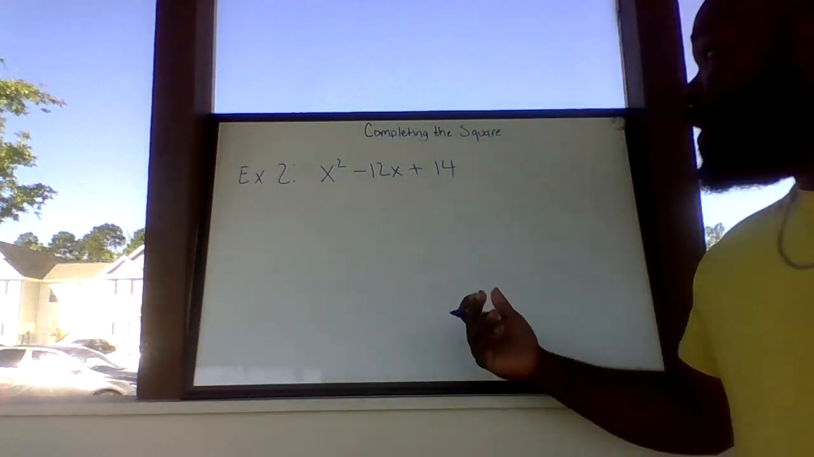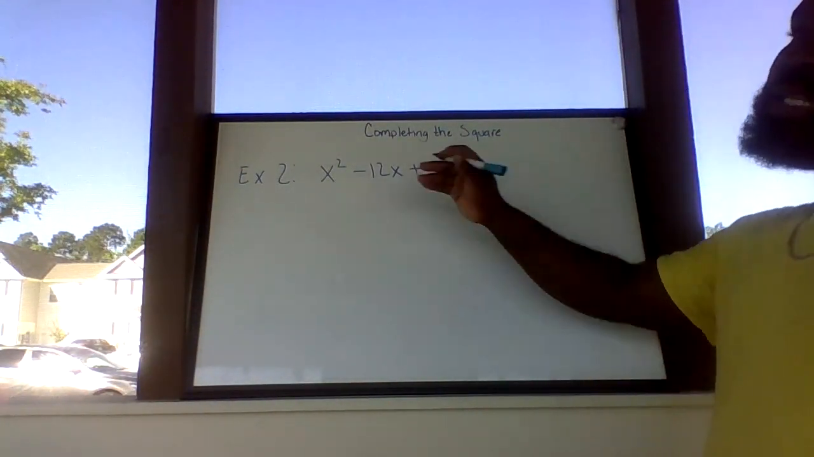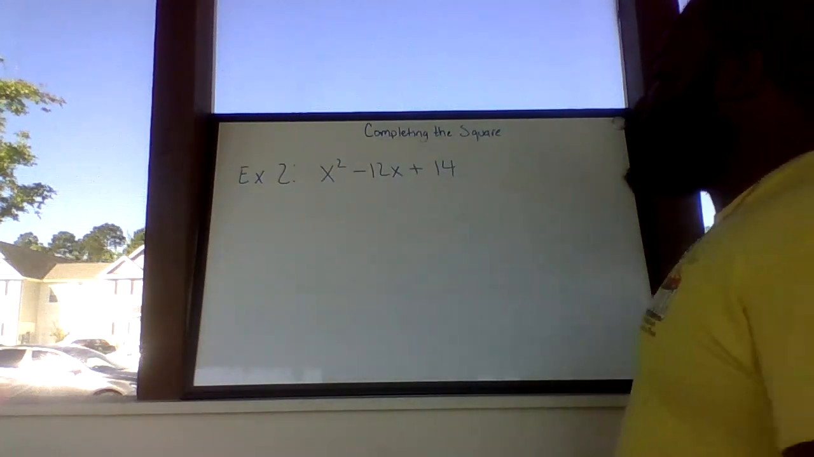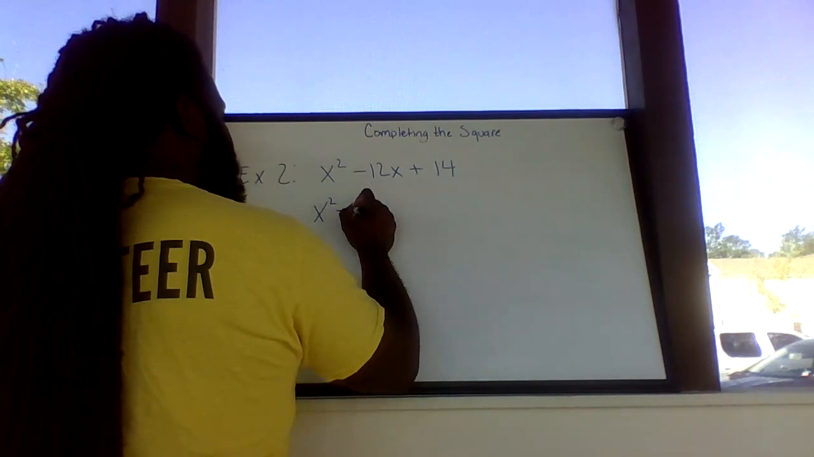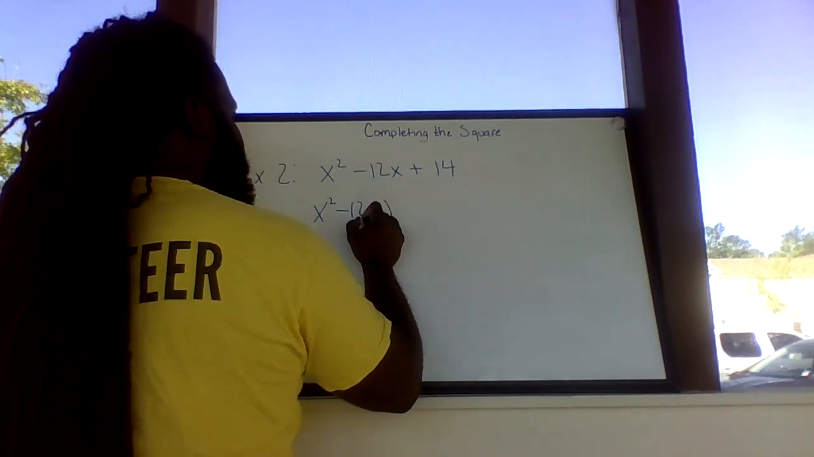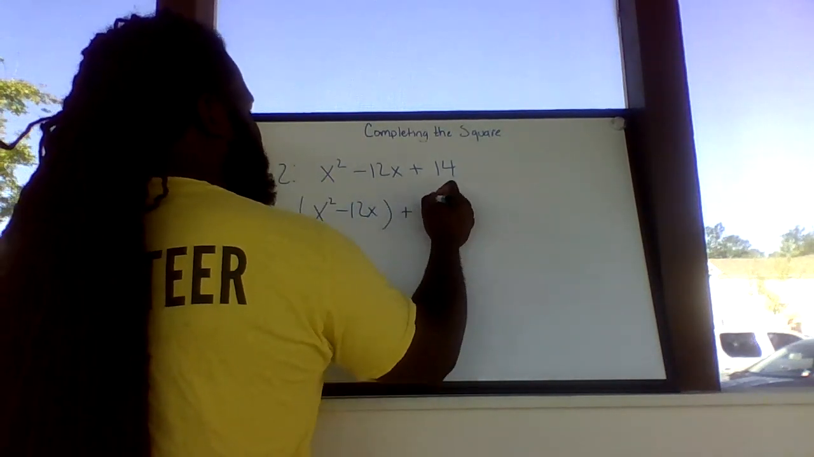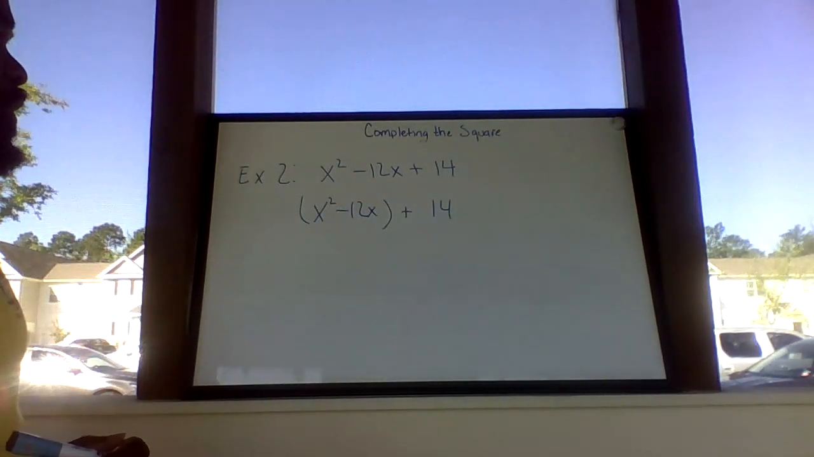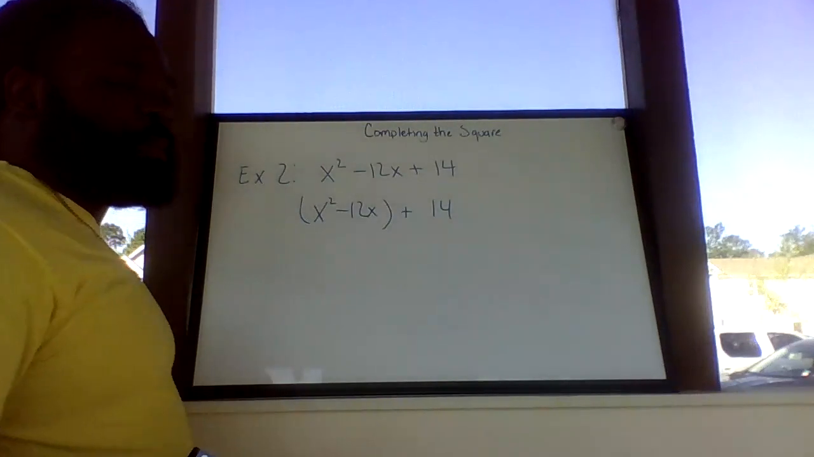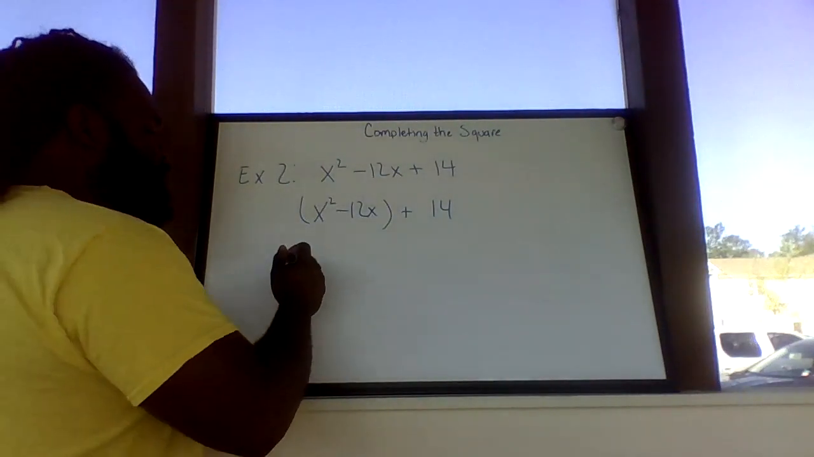Alright, so again, first thing we want to do, we want to separate our A and our B term away from our C term, which is going to give us x squared minus 12x in parentheses, plus 14 outside of the parentheses. Now we're going to use this to complete the square.